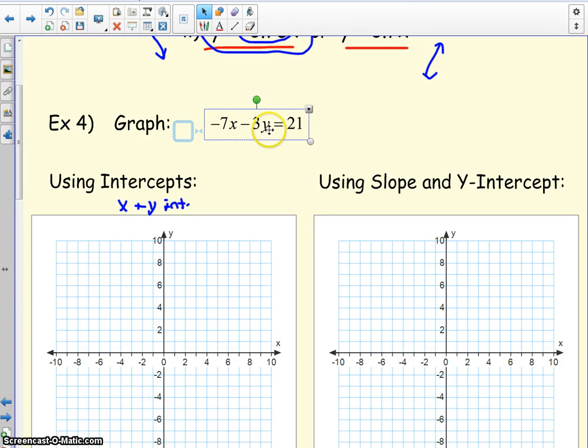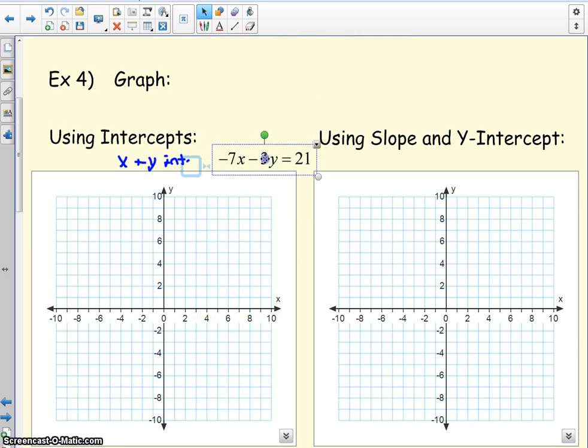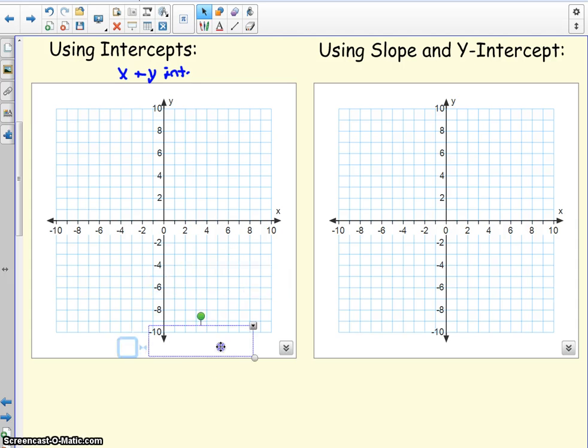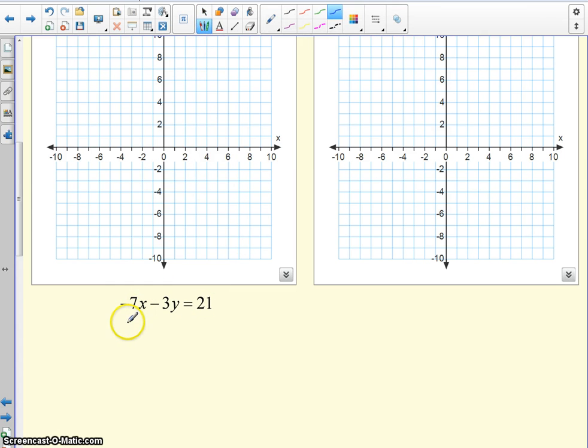Now, just a word of warning. Using intercepts is a great method. It doesn't necessarily work great all the time, because sometimes the x and y intercepts aren't nice integer values. In fact, that happens a lot of the time. So it will work sometimes. It's a nice little method to give you an approximation, but it isn't always exact. But I'll show you how it works here anyway.